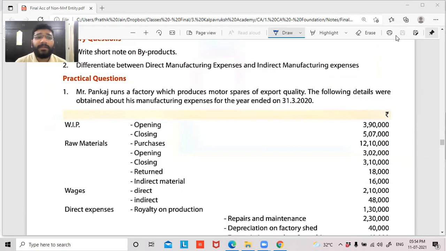So guys, we started a new topic in the last class, which is final accounts of a manufacturing entity. In that, we understood that if a manufacturing entity wants to prepare its final accounts, it has to prepare the manufacturing account, then the trading account, profit and loss account, and the balance sheet, right? Guys, the purpose of preparing the manufacturing account is to derive the cost of production, and this cost of production is further transferred to trading account on the debit side.